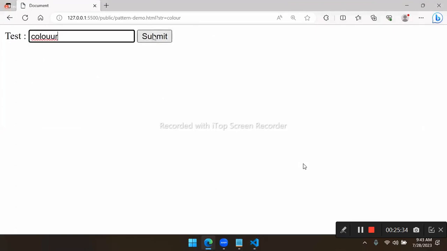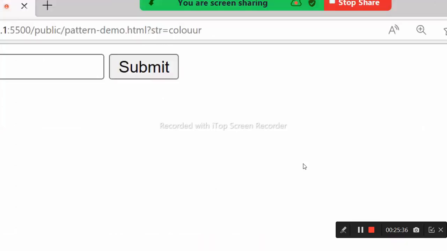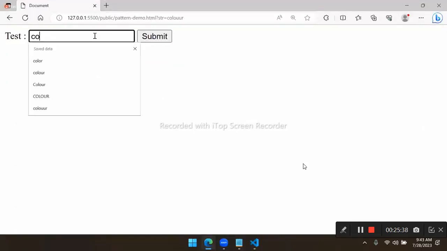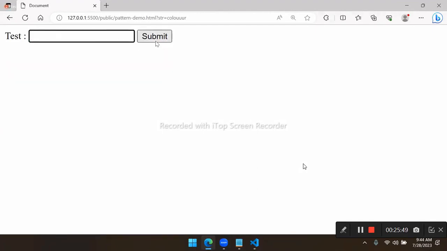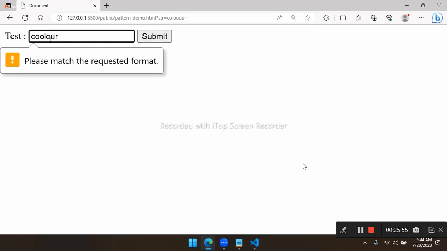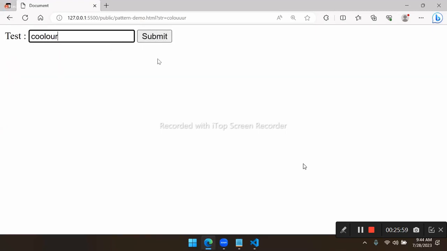COLOUUR, that is also submitted. I am using any number of occurrences that will be submitted, but anything else is not submitted. Suppose any other character occurrence, COOLOUR, like this, it's not allowed. It is only for the occurrence of U.